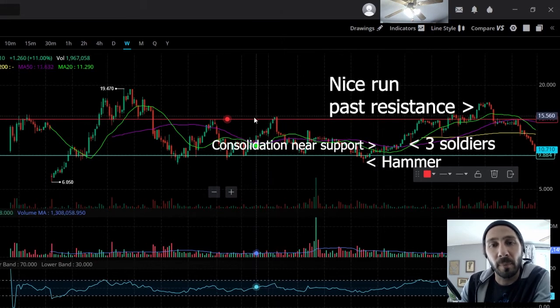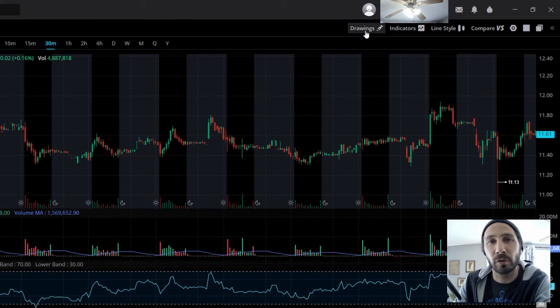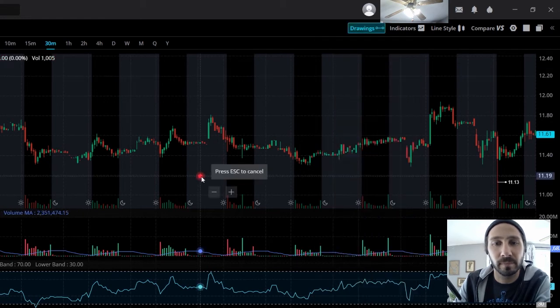You've probably seen something like this and heard of swing trading. Swing trading is exactly this. When the price is in a range, bouncing up and down in between a support and resistance area, you buy support, you sell resistance. One more example of drawing support and resistance.